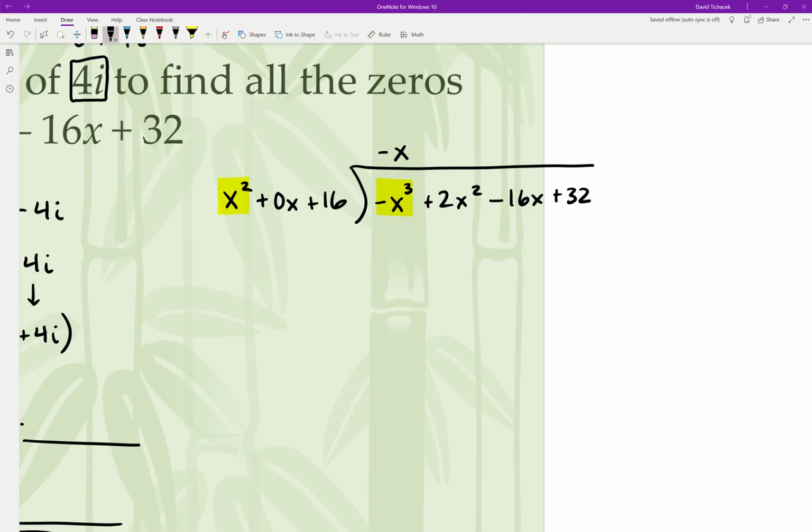So if I distribute that to all my terms, I'm going to end up with negative x to the third minus 0x squared minus 16x. And of course, we are subtracting here. So when we subtract all those different rows, we're going to end up here with positive 2x squared. And then that's going to make a 0x there. We're going to drop down our 32, so we're looking at 3 terms there. And then, of course, we're doing that whole comparison game all over again. Now, the only thing that we're missing is an extra copy of 2.